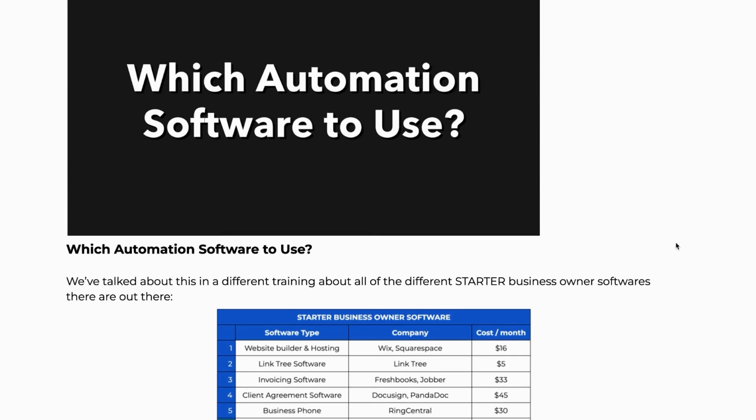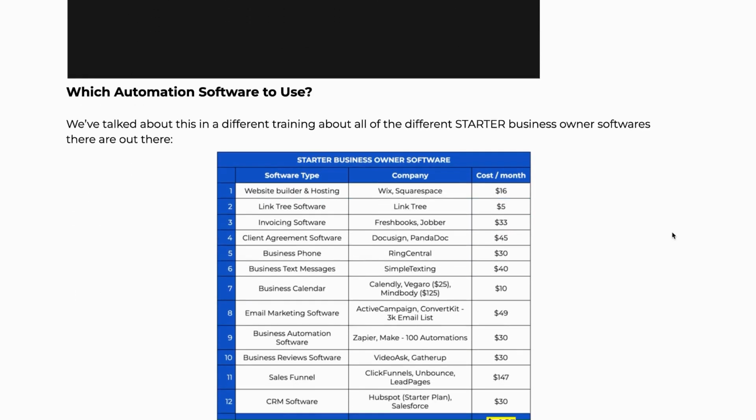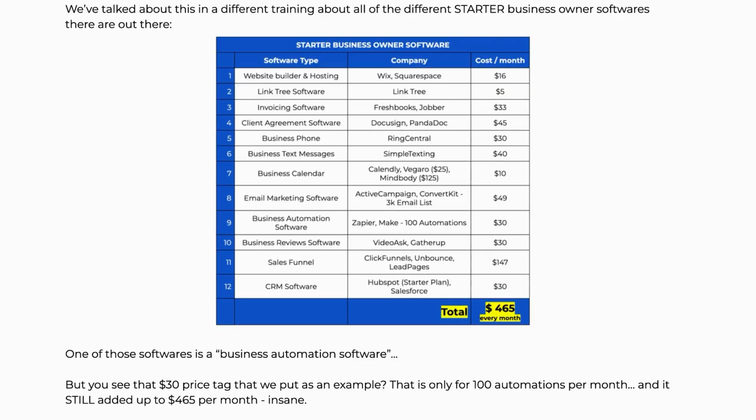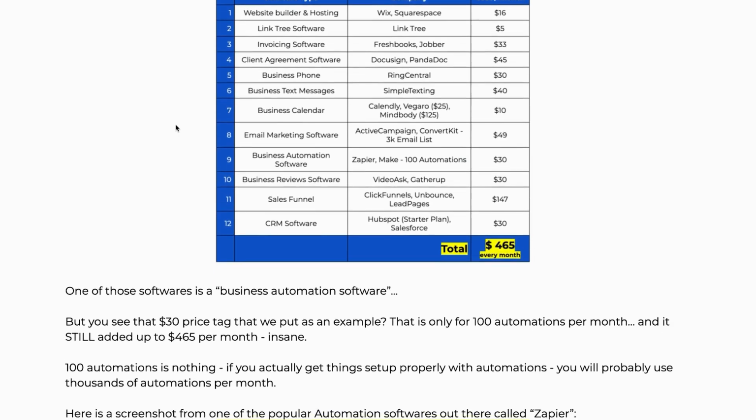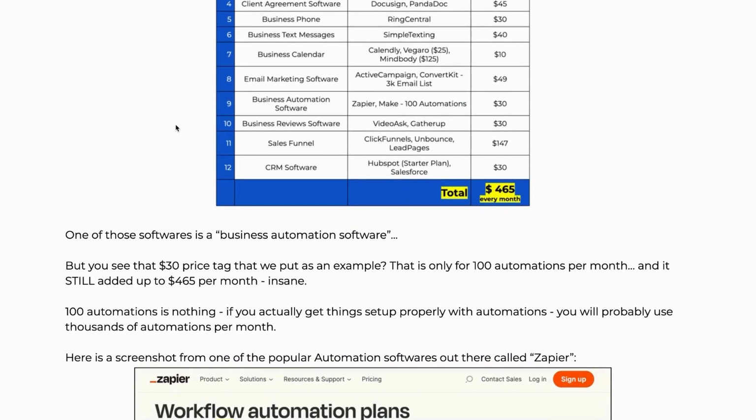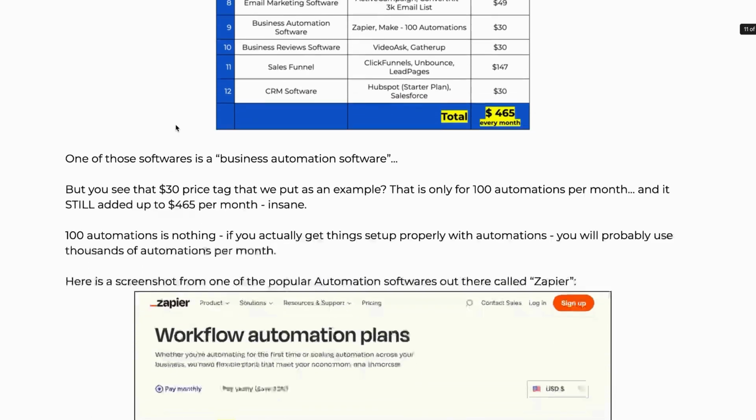Now, in the past, we've already talked about all of the starter business softwares that are out there, and we've talked about the price tag, right? And one of those that we did mention earlier was the business automation software, right? Zapier, Make. But the thing is that only includes 100 automations, right? And of course, that is with the price tag that adds up to $465, right? And so when you're looking at that, you're like, man, 100 automations and it still adds up to the total price tag of $465. Well, here's the thing.